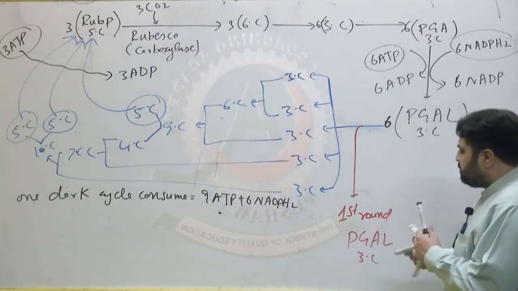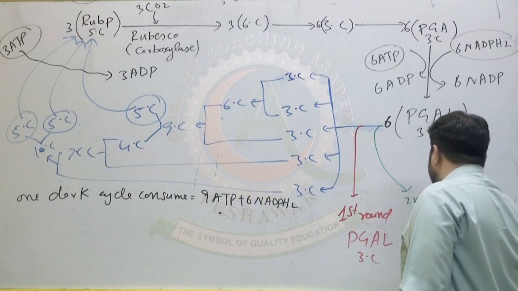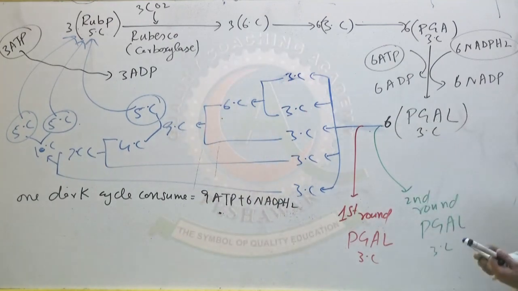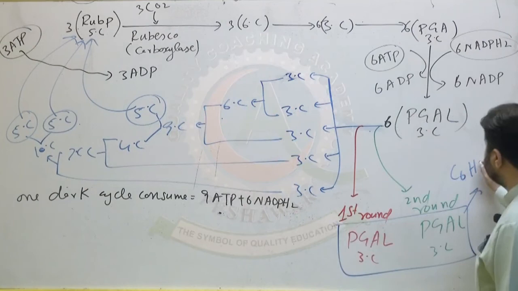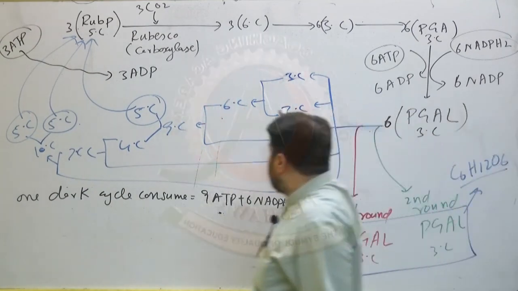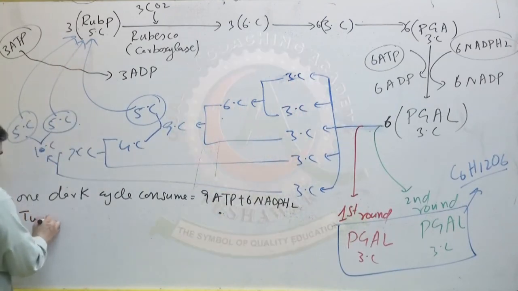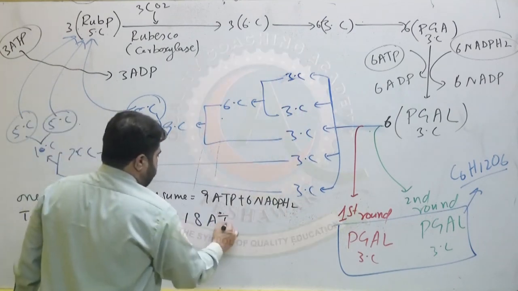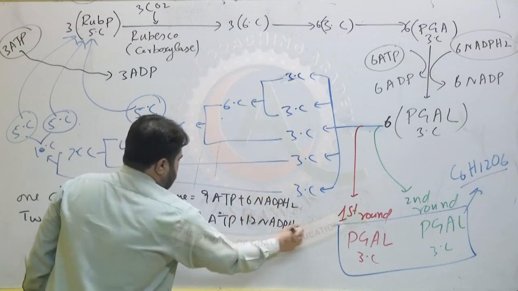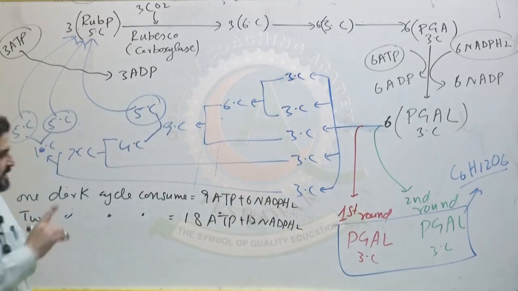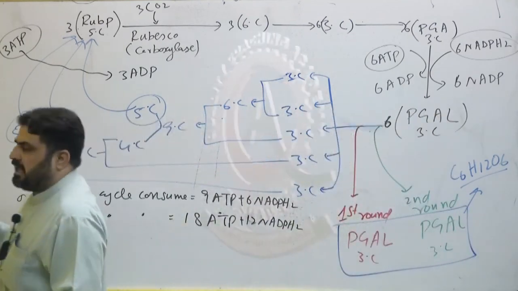Out of 6 PGAL, another PGAL molecule comes out. That is now the second round. Then these 2 PGAL molecules combine together and form a glucose molecule, C6H12O6. The remaining 5 rearrange to form RUBP. So the 2 dark cycles consumed 18 ATP and 12 NADPH2. So one glucose molecule needs 18 ATP and 12 NADPH2 for its production. So that's about the dark cycle.